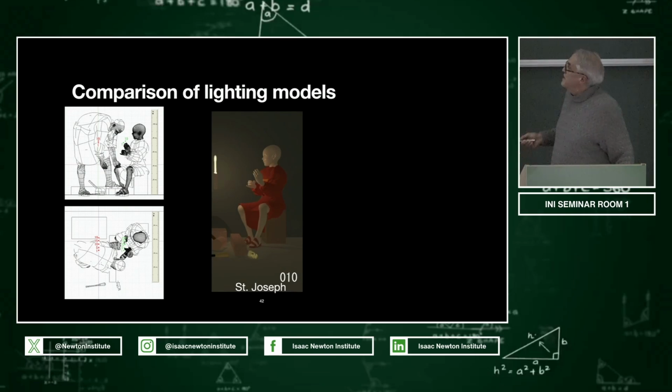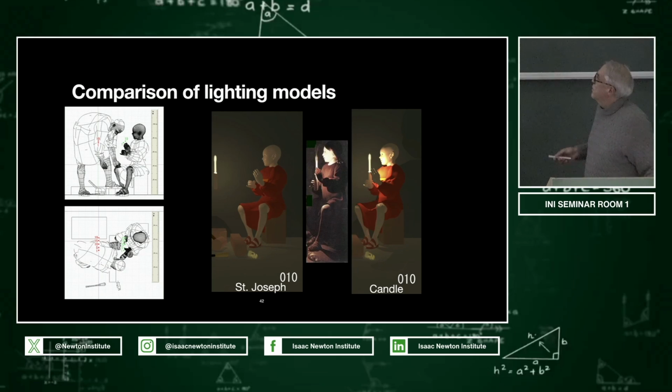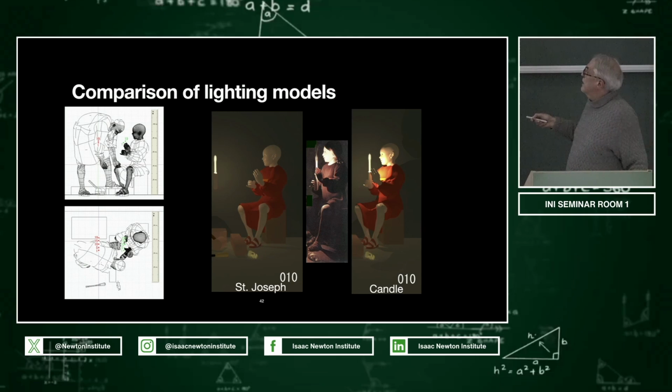And here is the best image we could get with the light source in place of St. Joseph. This is what it looks like. And here is the light source in place of the candle. We have to say which one of those two models, the Hockney model or the non-Hockney candle model, matches the painting best. And there's no question that it's in place of the candle. Look at the pattern of light over Christ's chest. Look at the direction of the cast shadow of the shin.